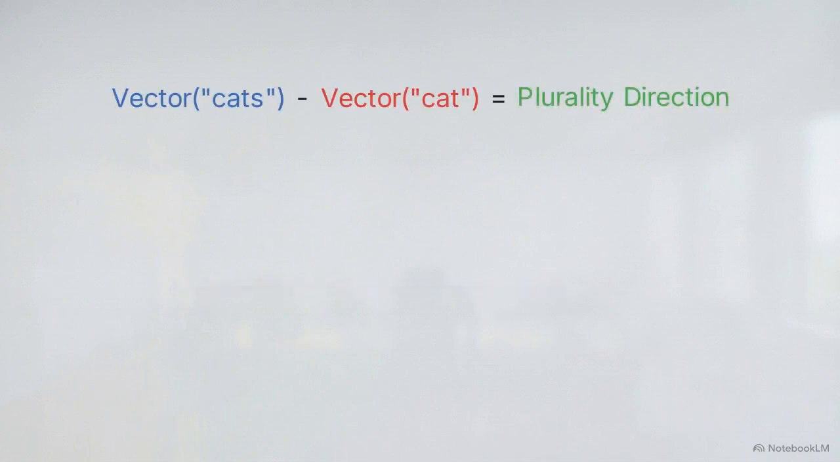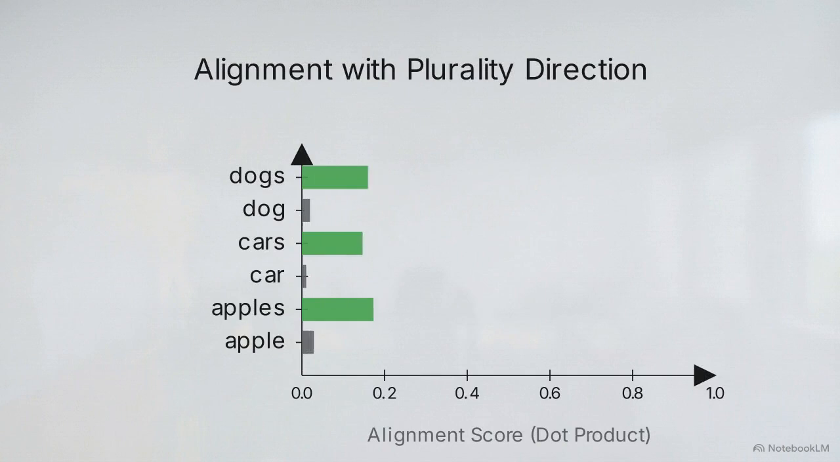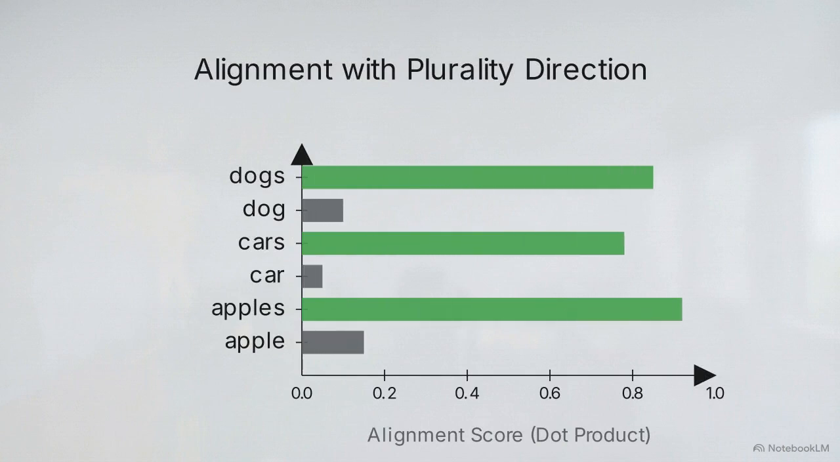You can isolate specific semantic traits this way. If you subtract the word cat from cats, you isolate a spatial direction that represents plurality. Compute the dot product of that specific plurality vector against other random words, and plural nouns consistently yield higher positive numbers than singular nouns.